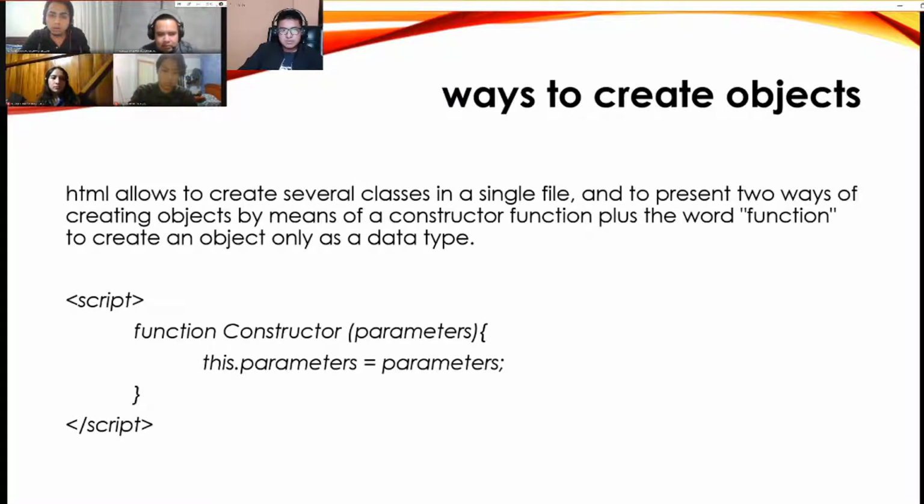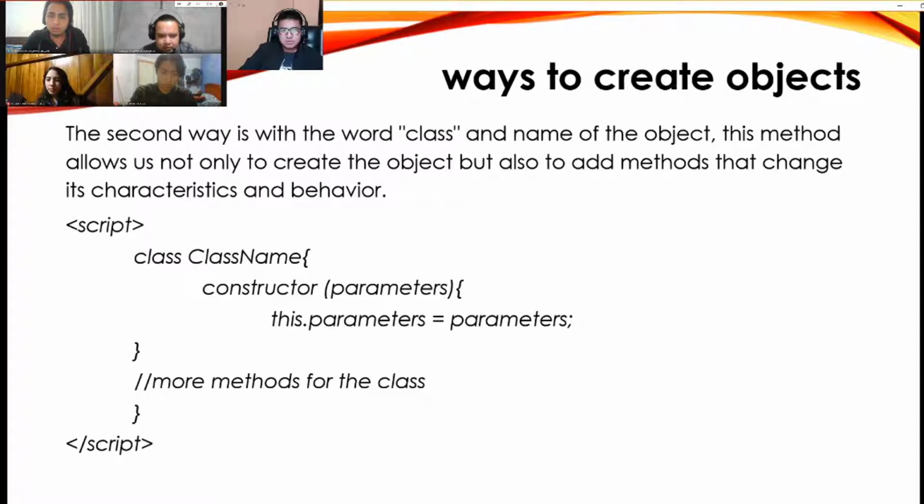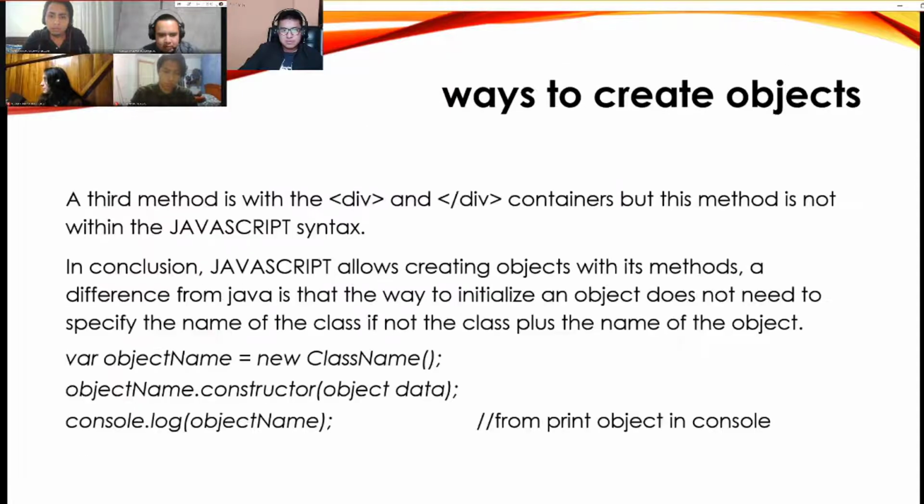Ways to create objects. HTML allows creating several classes in a single file, and we present two ways of creating objects. One is by means of a constructor function, using the word function, to create an object with only a data type. The second way is with the word class and the name of the object. This method allows you not only to create the object, but also to add methods that change its characteristics and variables. Another method is with div containers, but this method is not within the JavaScript syntax. In conclusion, JavaScript allows creating methods with its own method.